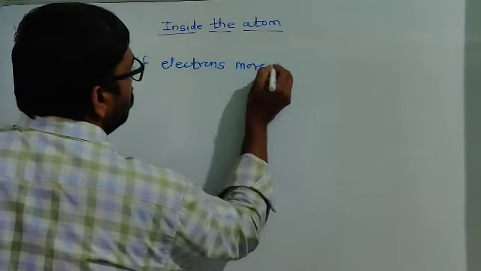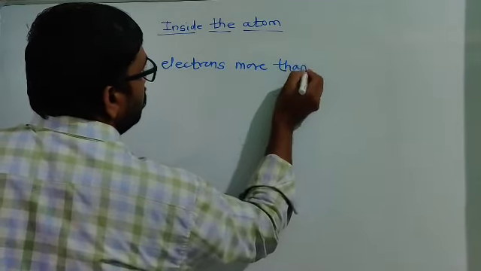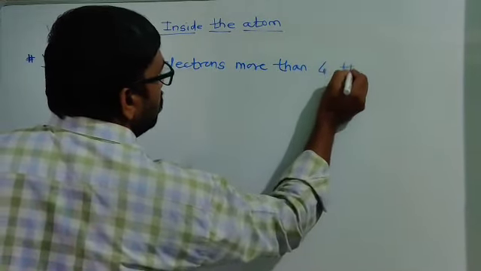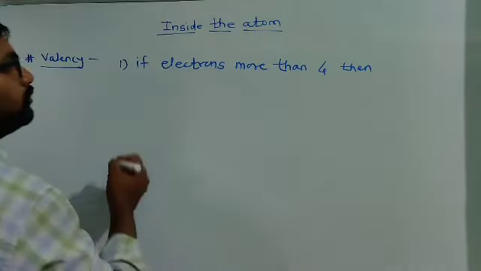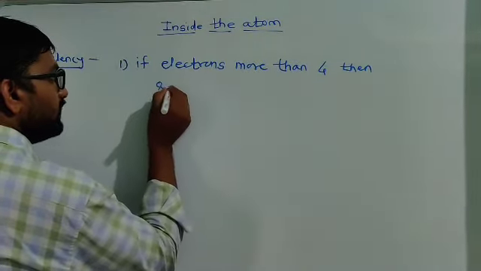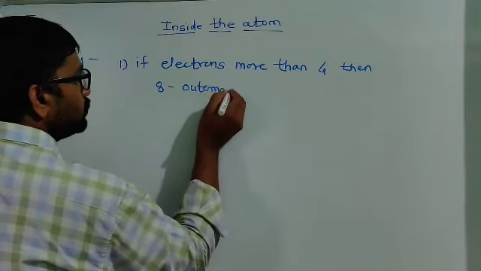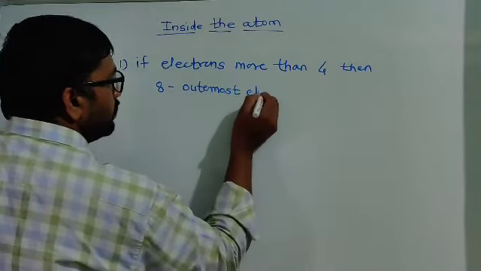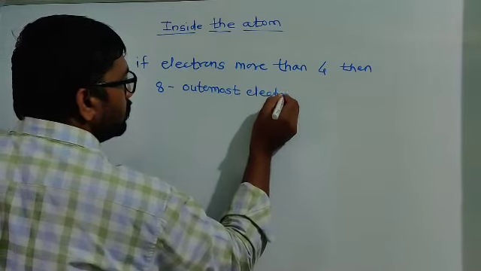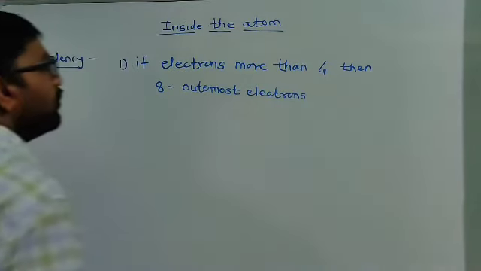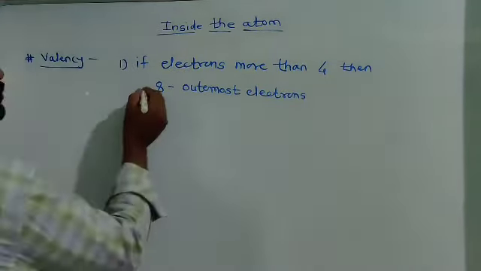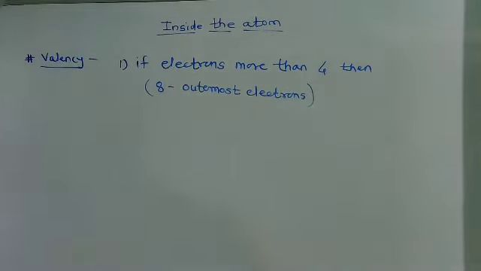First, if the outermost electrons are more than 4, then what do we have to use? 8 minus outermost electrons. This formula we have to use: 8 minus outermost electrons. Then we will get the valency of that element.